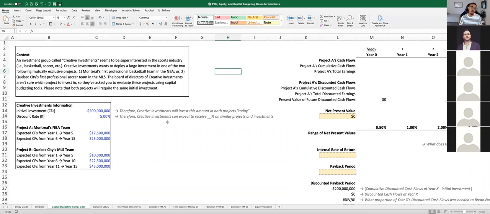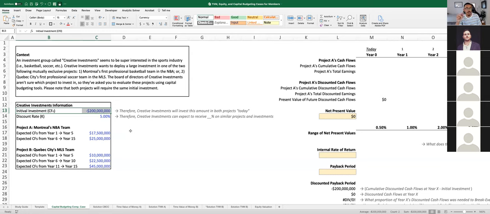They require the same amount of money like today. There's just no other way to go about it, all right? And in this case, the same initial investment will be of minus $200 million. I'm bad about that. So it'll require minus $200 million, okay? And the company's opportunity cost, discount rate, interest rate, or cost of equity, or weighted average cost of capital, however you want to call it, is going to be 5%, all right?